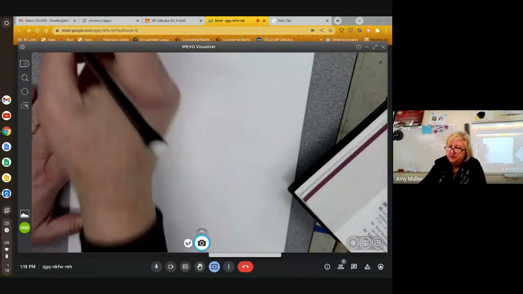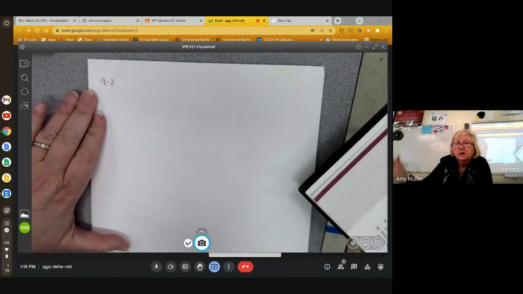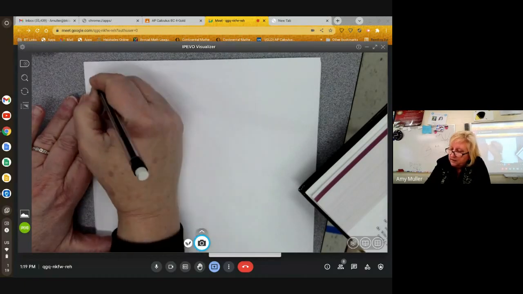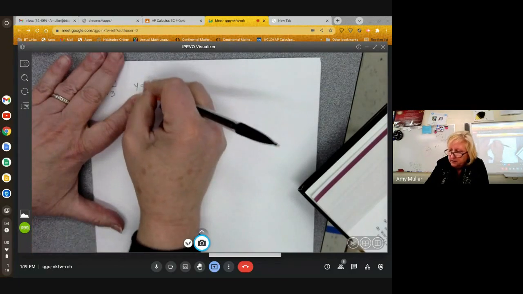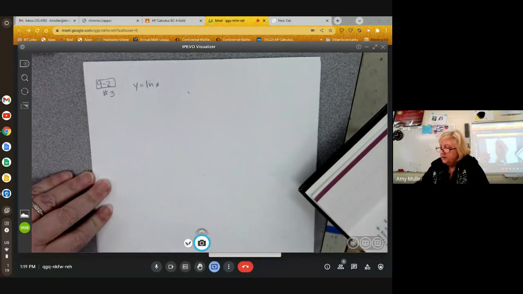So my function, this is 9-2. I'm sorry here, 9-2. Number 33. My function is what? Y equals natural log of x. I always do that, make my natural logs h's. Right? And we're centered at 2.